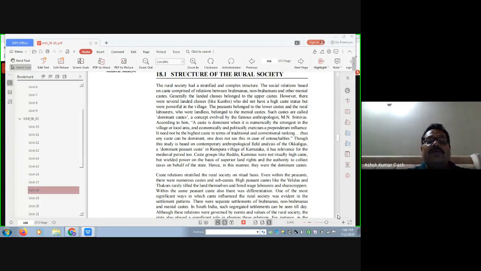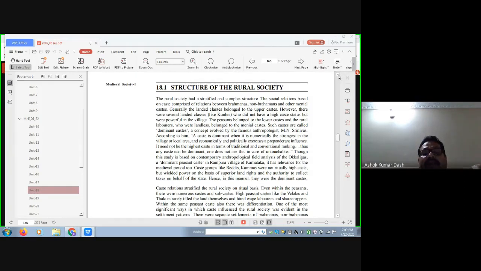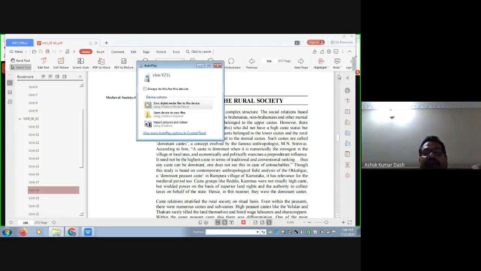The Kunbis who were holders of this Mirasi land did not have high caste status, but were very powerful in the village. The peasants belong to the royal caste, and the rural laborers who were landless belong to the menial caste. Such castes are called dominant caste, a concept coined by the famous anthropologist M.N. Srinivas.